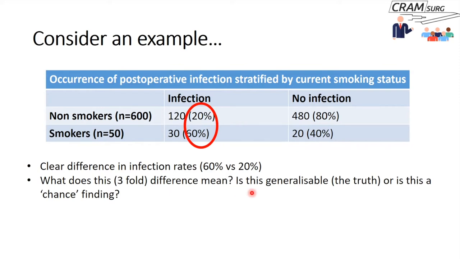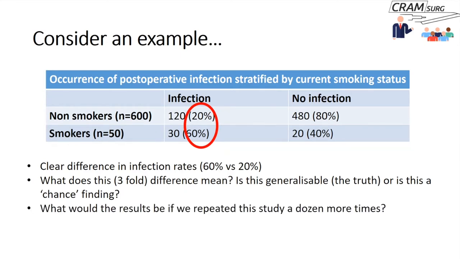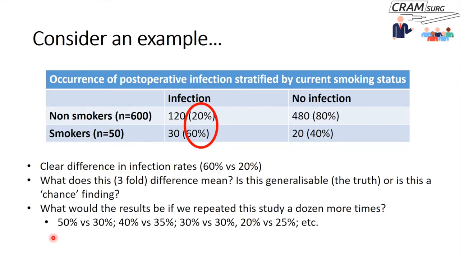Is this the truth? Can you generalize this to the wider population of patients undergoing major abdominal surgery? Or could this just be a chance finding? In this one study, you found a threefold difference. So what would happen if you repeated the study, if you did the study another time, or a third time, fourth time, up to a dozen times? Obviously, because these things are not fixed in stone, nature is variable, clinical outcomes are variable, you could get a lot of different results. You could do another study and find rates of 50 and 30%, or you could do a study that gives you fairly equal infection rates, and so on and so forth.